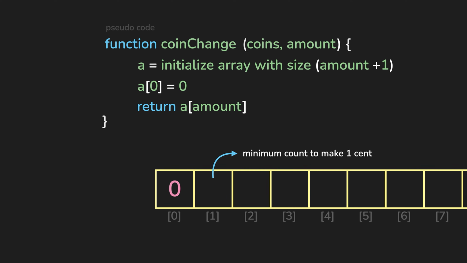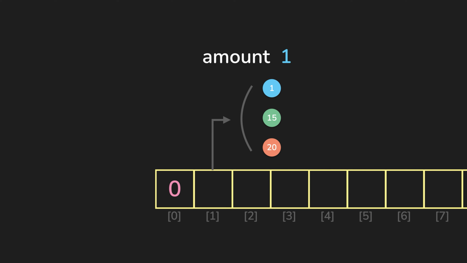Then we move on to the next index and find a way to make 1 cent. This slot needs to hold the minimum count to make the amount 1. If we pick the number of coins to make the amount 1, the last coin we chose can be 1, 15, or 20. But because the amount 1 is smaller than 15 and 20, we won't bother considering them. So the only and best option is to pick 1 cent as the only coin, which is a single coin. So we insert the value 1 on index 1.